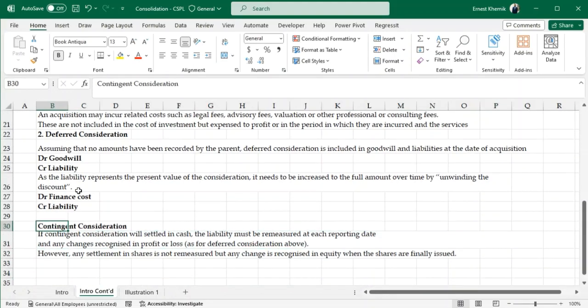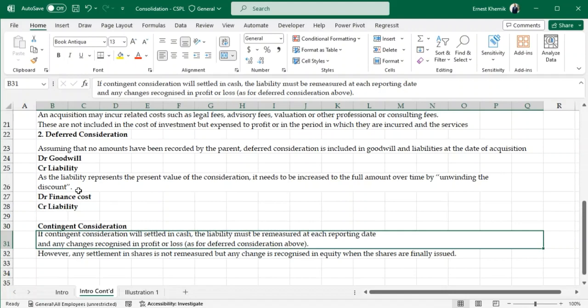And then finally, I want you to take note of the contingent consideration. When it comes to contingent consideration, if it will be settled in cash, what we are saying is that the amount involved is going to be remeasured at the reporting date. Now, this came in the ICAG financial reporting exam last November, so take note of it. If the amount will be settled in cash, we will remeasure this particular amount, which is actually a liability, at each reporting date, and then any changes.